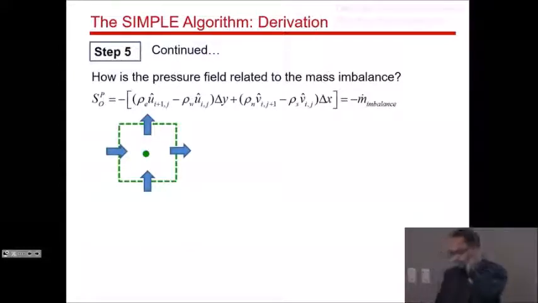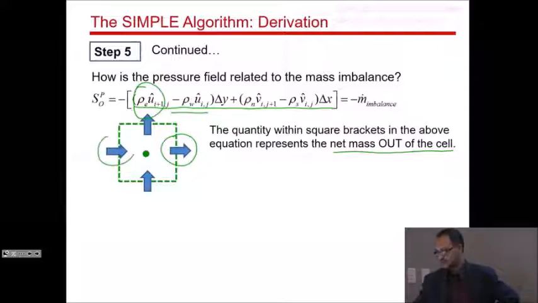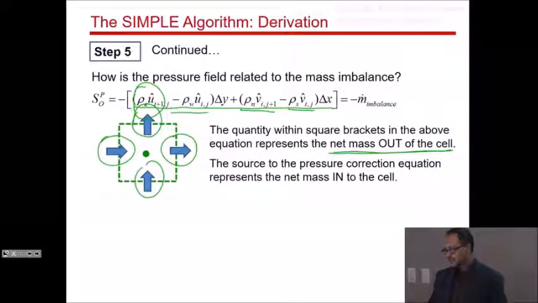So a little bit more discussion on the physics of this term. I already talked about this. If you look at this pictorially, this is what's going on. The quantity within this square bracket represents net mass out of the cell. Why? Because we are taking eastern, which is that guy, minus western, which is that guy, and then northern, which is this guy, minus southern, which is that guy. So this is net mass out of the cell. Since I have a minus sign in front, that S naught P, my source term, is nothing but net mass into the cell.